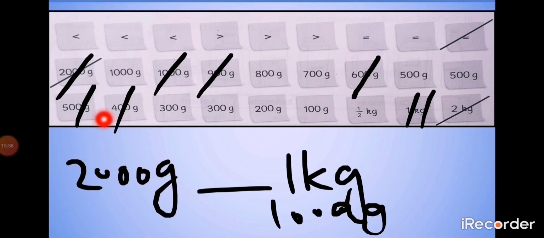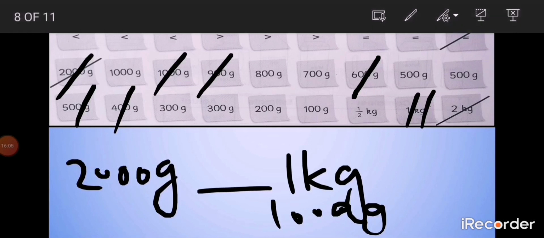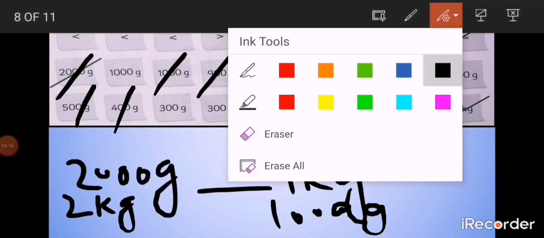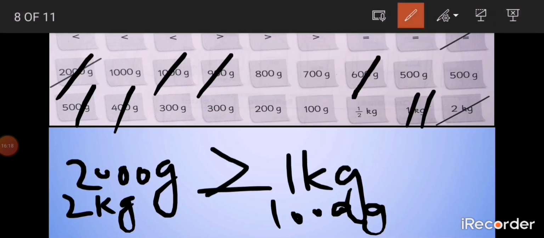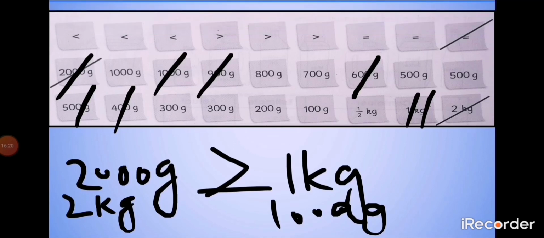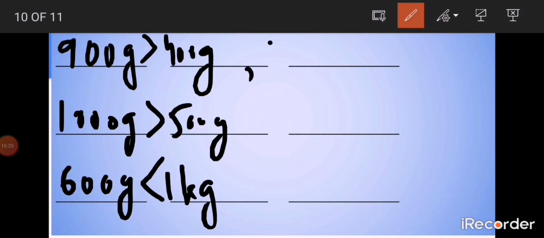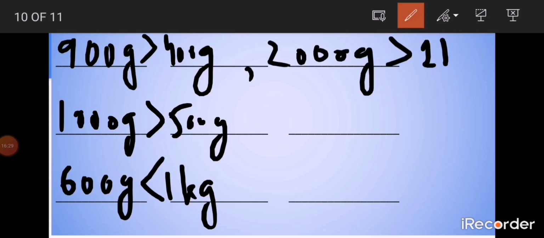Or we can also convert 2000 into kilograms. 1 kilogram is equal to 1000 grams, so 2000 grams is equal to 2 kg. We can use both ways. So which one is greater? Is 2000 greater or smaller? Yes, 2000 is greater than 1 kg. So we'll put the greater than sign, open end towards 2000 and the pointed end toward 1 kg. Now I'm recording my answer here: 2000 gram is greater than 1 kg.